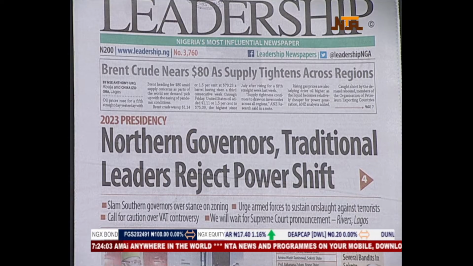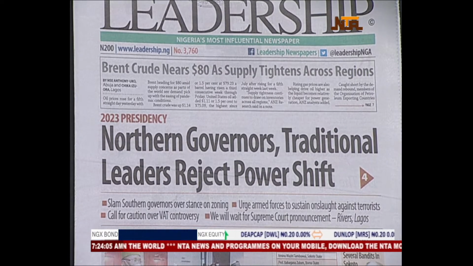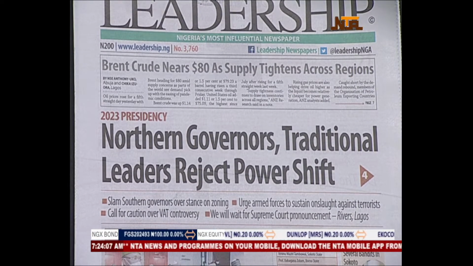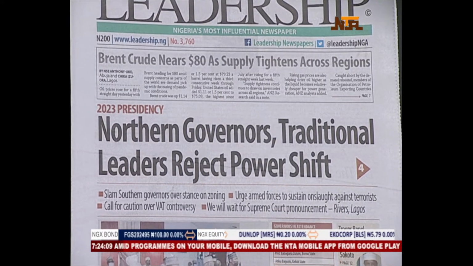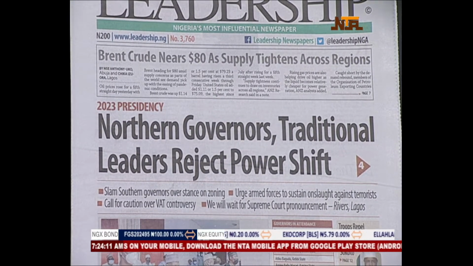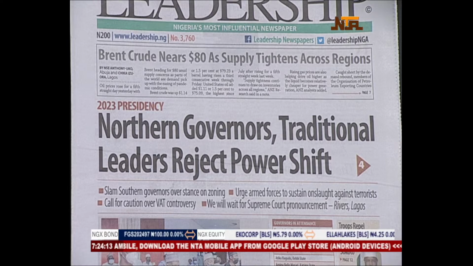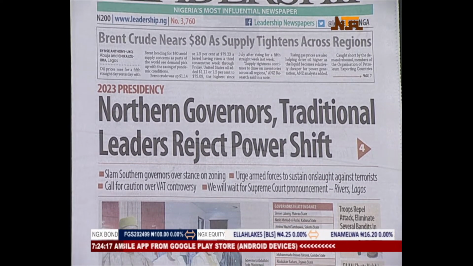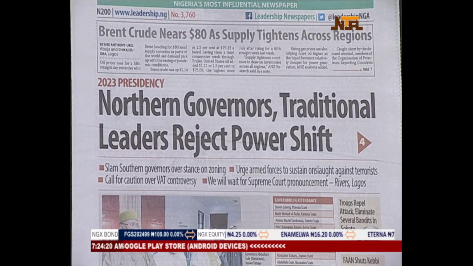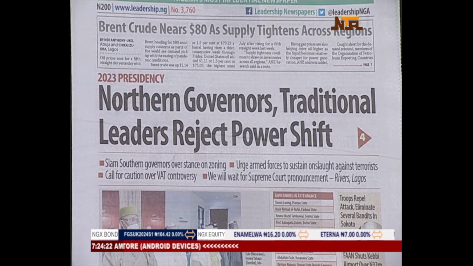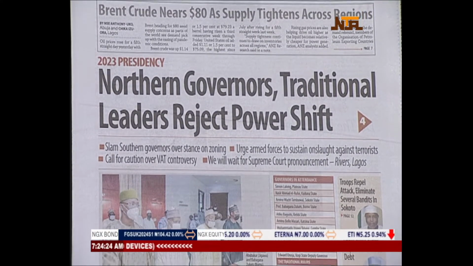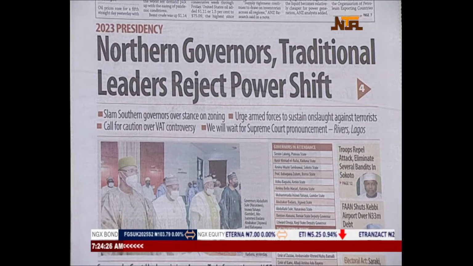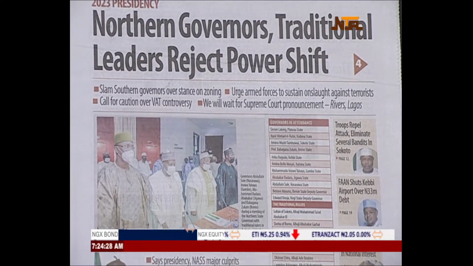The northern governors and traditional leaders rejecting power shift slam southern governors over stance on zoning, urge armed forces to sustain onslaught against terrorists, call for caution over VAT controversy. We will wait for Supreme Court pronouncement. That's according to Rivers and Lagos. And you have a sidebar there indicating the governors who were in attendance at the meeting and the traditional rulers who were also in attendance at the meeting.